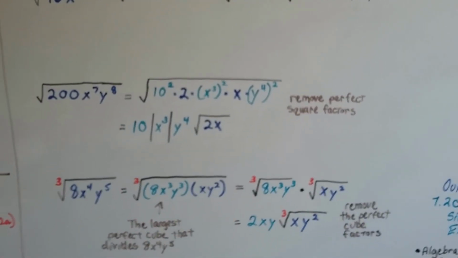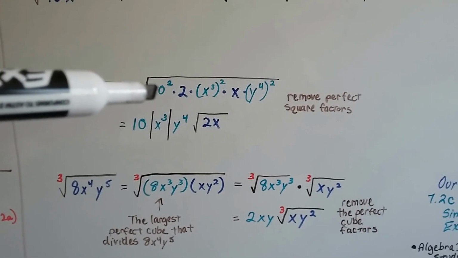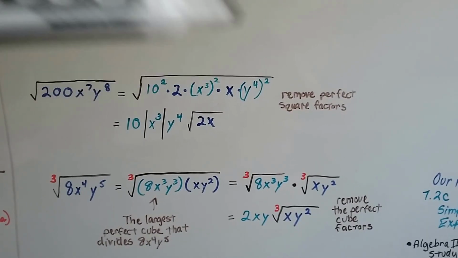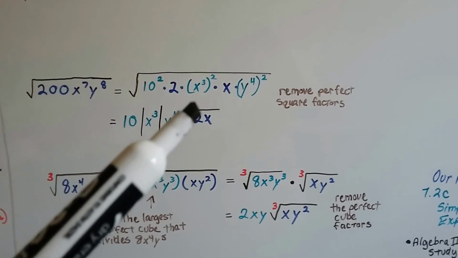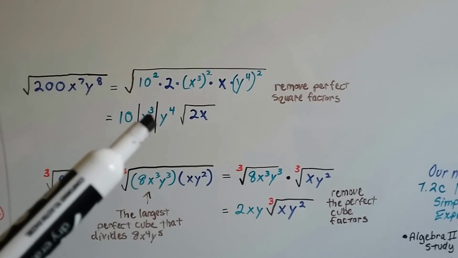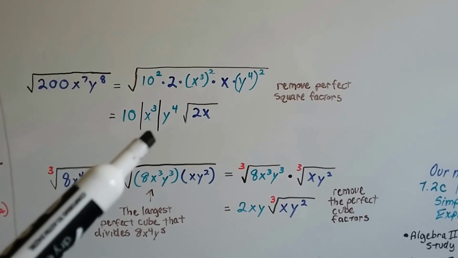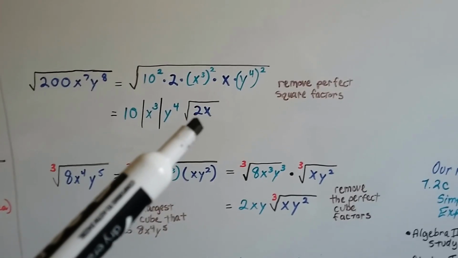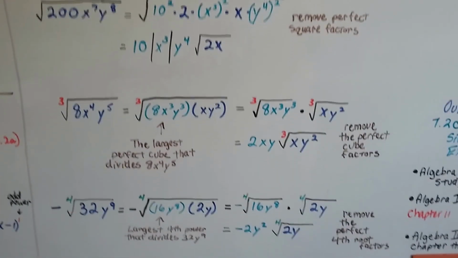We'll remove our perfect square factors, and if you look here, we can remove this radical symbol and these little 2 exponents, and we're going to get 10 x cubed y to the 4th, because that's got an odd exponent to it. We're going to put it inside of the absolute value bars, and it's going to be multiplied by the square root of 2x, because that's what was left underneath the radical symbol. See? Take a look at this one.